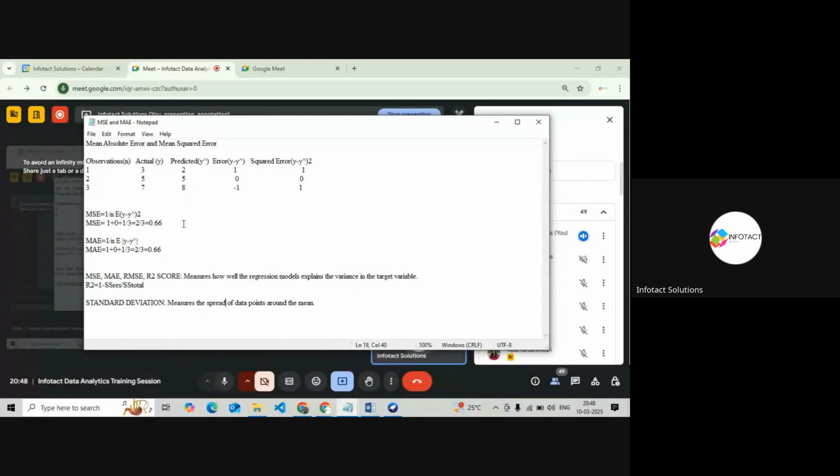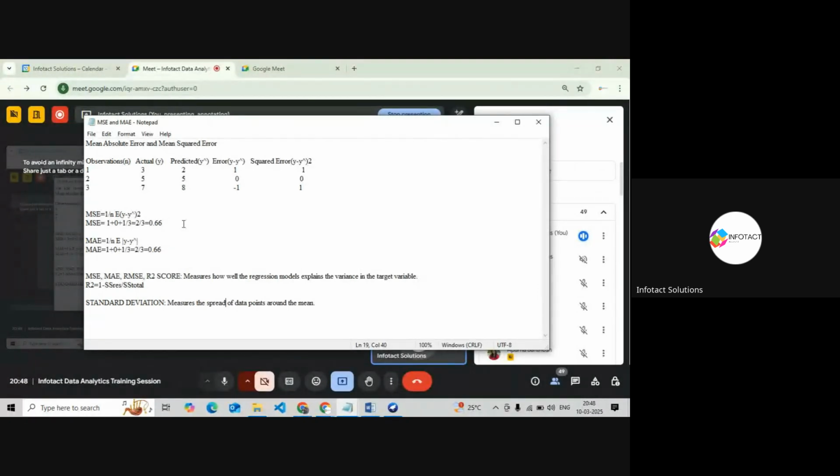When it comes to R square, that is the coefficient of determination, the value ranges from 0 to 1, and R square close to 1 indicates a better fit. Then what is standard deviation? These terms are important, which is why I'm saying this in the middle of the Weka tool discussion.